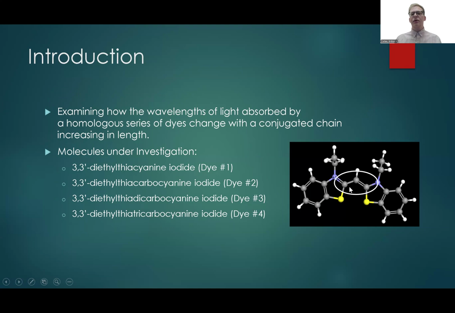Really what we're going to see here is a delocalized series of pi orbitals, or the electrons in those pi orbitals. That's going to be what gives rise to the molecule's ability to absorb light and present in a particular color as a dye.